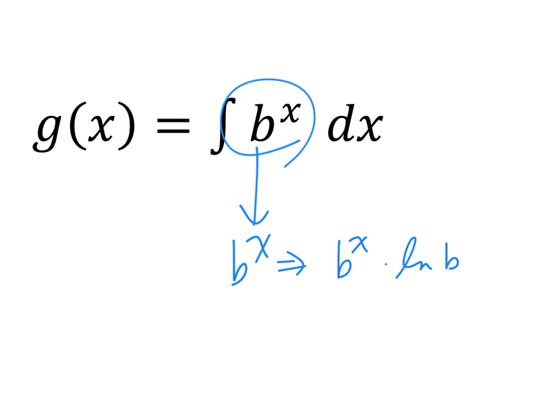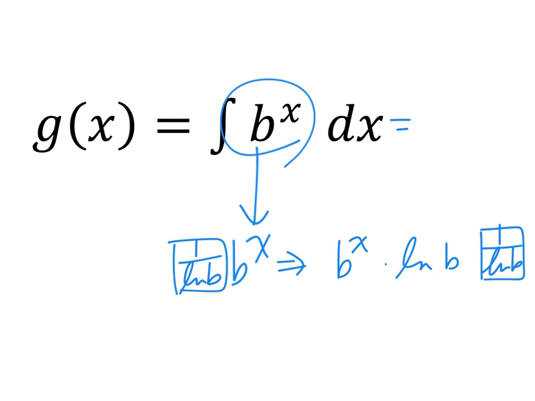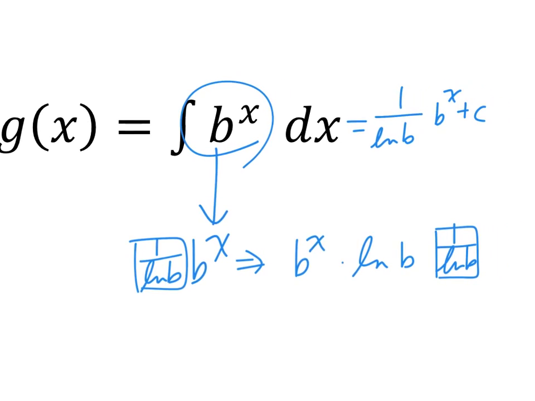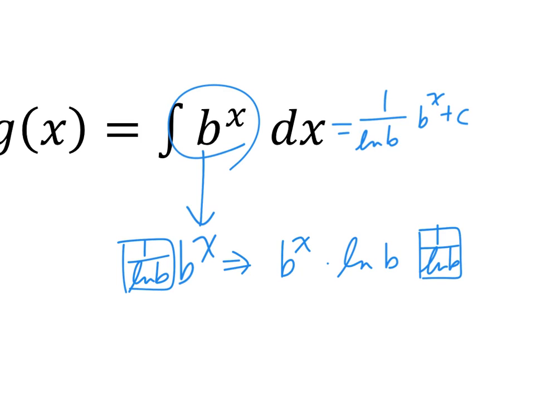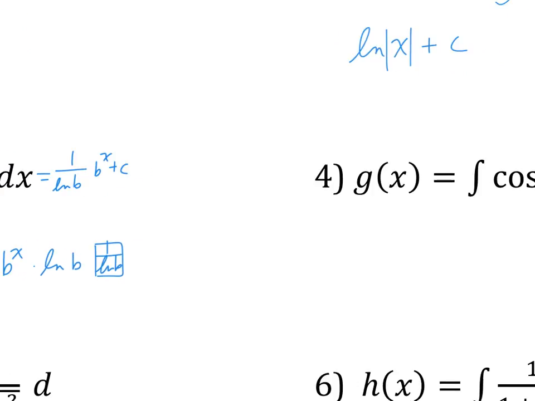Okay, well, we don't want this natural log b, right? So what do we have to multiply by? Okay, 1 over natural log b. So the derivative is going to be 1 over natural log b, b to the x plus c. So this is just a matter of whether you remember the derivative of b to the x or not. These we can just memorize. Yeah, you can just memorize this from now on.